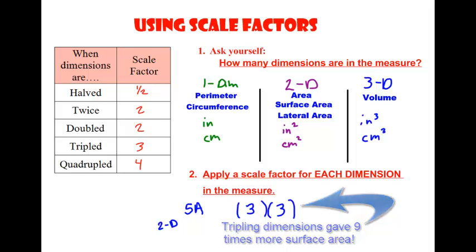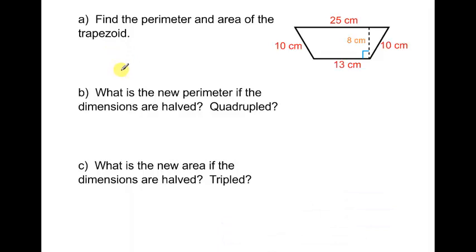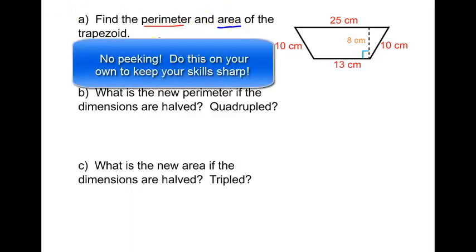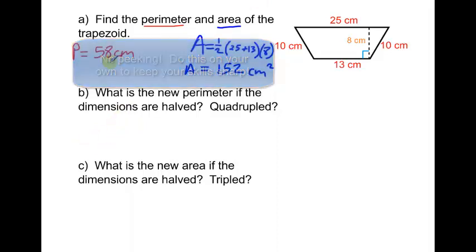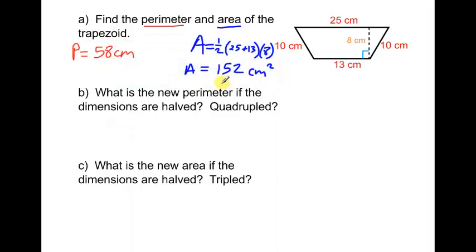Let's do an example of this new way. Pause the video and do part A on your own. This is just calculating perimeter and area, which you already know how to do for the trapezoid. Get those down on your paper and then come back to me and we'll go from there. Okay, if you calculated those right, you would have 58 centimeters for perimeter and 152 square centimeters for area.